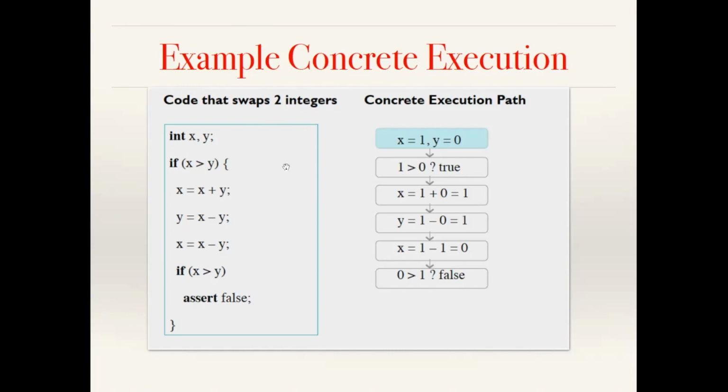So how would one check such a property on this code? Using testing, you can create two values for x and y. Let's say you assign 1 to x and 0 to y, and then execute the code, and the result is one trace, one path through the code, on which the assertion is indeed not reachable because the then branch of the second if statement is false.